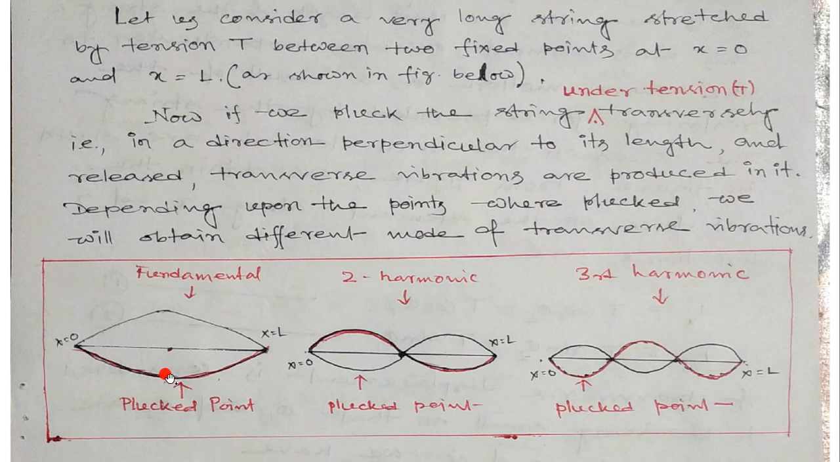So if we pluck here, then we will obtain the fundamental mode of vibration and the string will vibrate like this. Similarly, if we pluck at x equal to L by 4 or x equal to 3L by 4, then we will obtain this mode of vibration. Similarly, if we pluck at x equal to L by 6 or 5L by 6, then we will obtain the third harmonic and the string will vibrate in this way and then reflect back.